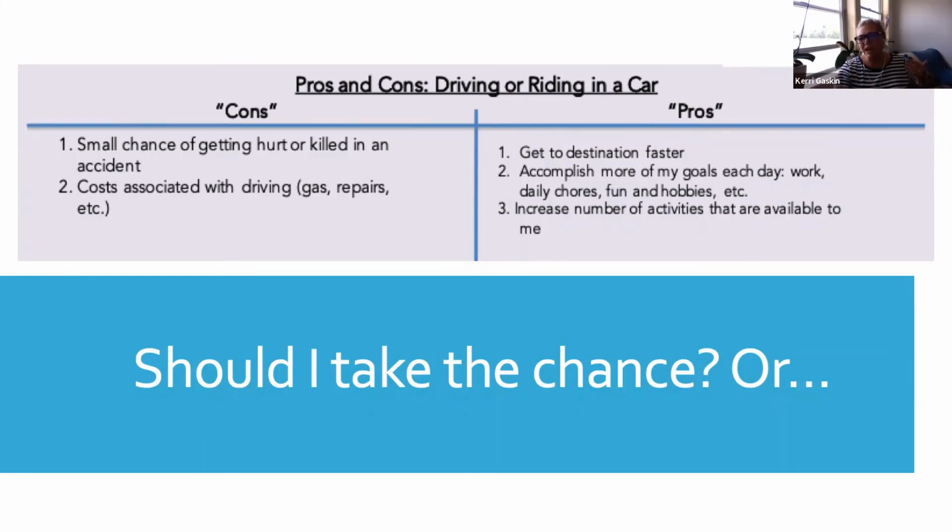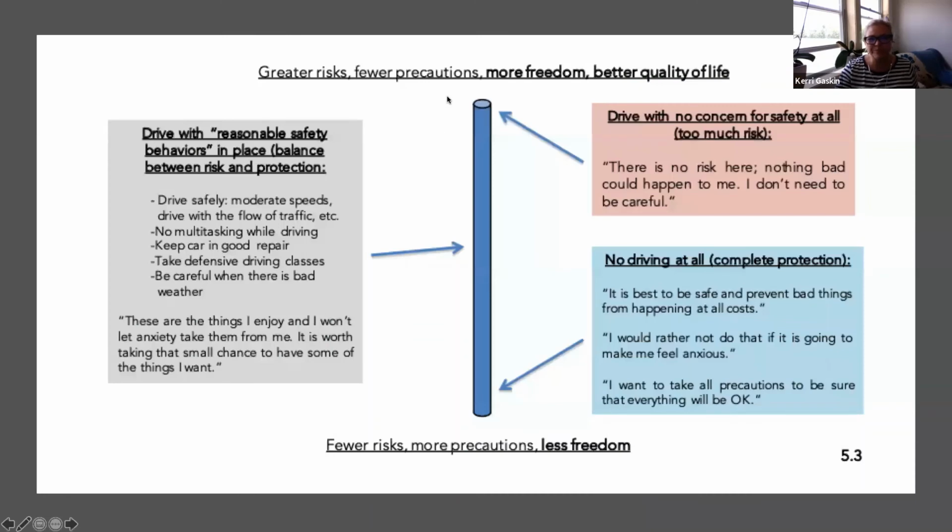So our lives really are filled with decisions about when to take risks and when to protect ourselves. And we're usually trying to find a balance between protection and risk. So really what we need to do is try to have as much as we can without increasing the chance of harm too much. So if we look at this as a continuum, right, we can see here's driving with reasonable safety behaviors in place, driving with no concern for safety, or no driving at all.